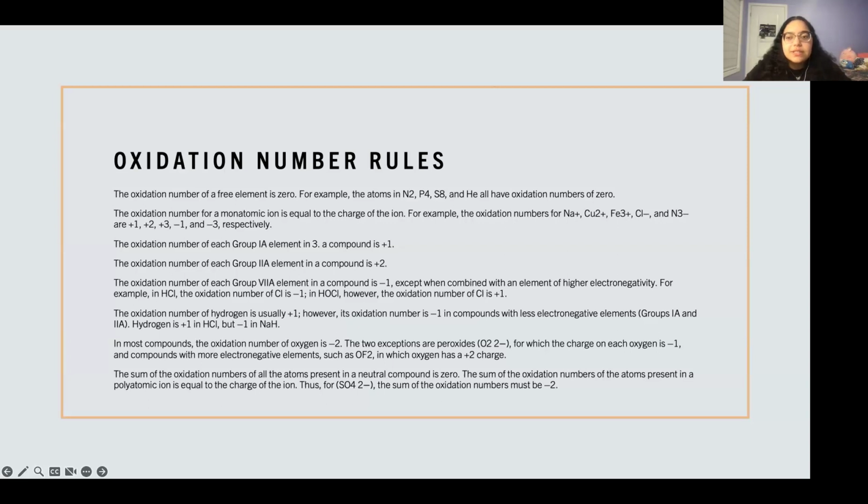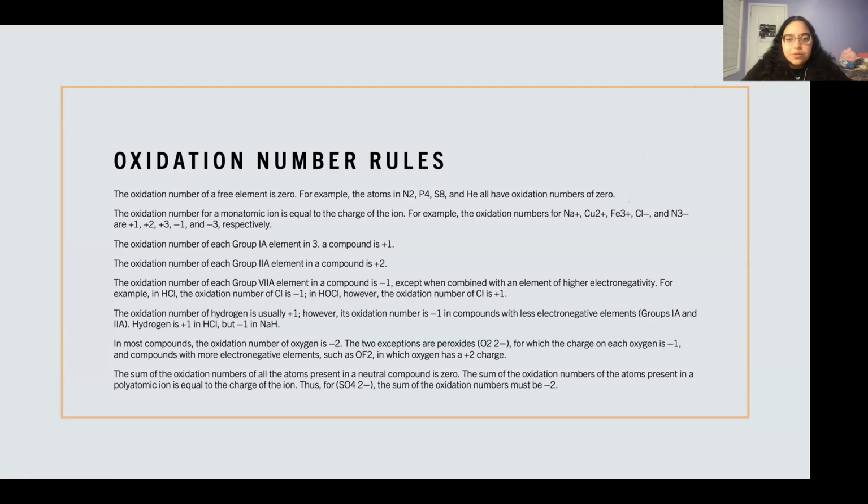For the halogens, it's -1, except if there's something of higher electronegativity. So in HCl, Cl is -1, but in HOCl, O has the higher electronegativity, so that will dominate, and then Cl is whatever has to be adjusted, so it's actually +1. And then for hydrogen, it's usually +1. It can also be -1 if it's with something that is less electronegative. So the alkali and alkaline earth metals will take the number one, -1. So hydrogen would be -1 in that case, like in NaH.